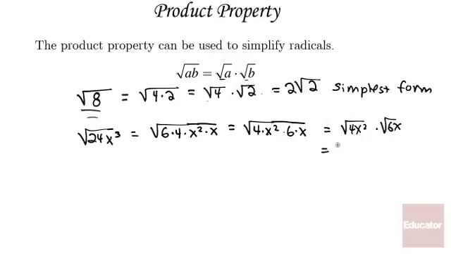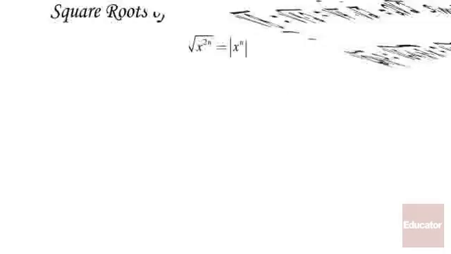The square root of 4 is 2, and the square root of x squared is x, and that's as far as I can simplify. So I have 2x radical 6x. So again, the product property is very useful in simplifying radicals.